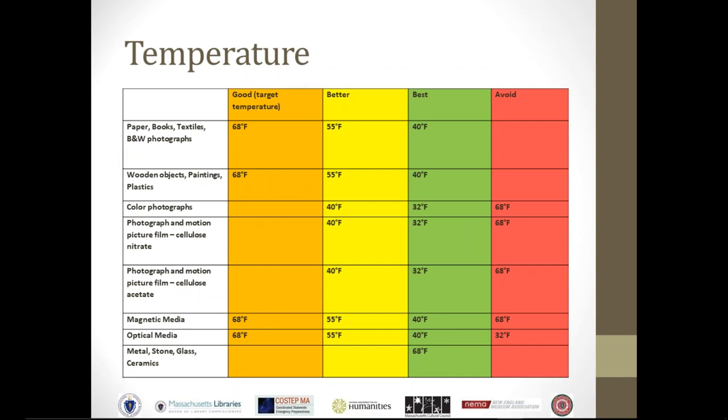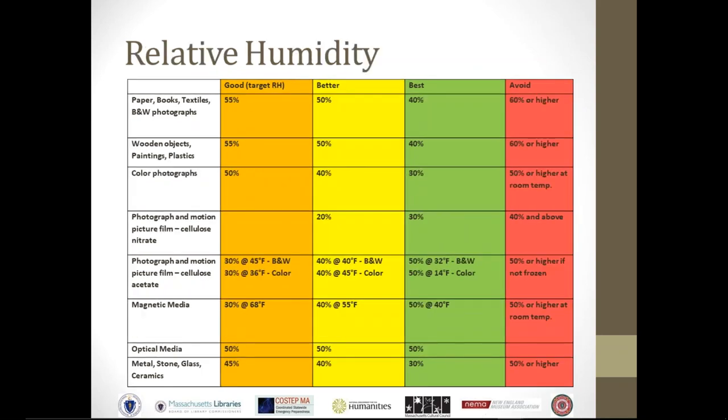You also will get increased off-gassing of plasticizers in new and historic plastics. So that's really something we want to watch out for as well, because those plasticizers, when released, become volatile organic compounds and can be damaging to other collections in the general vicinity.